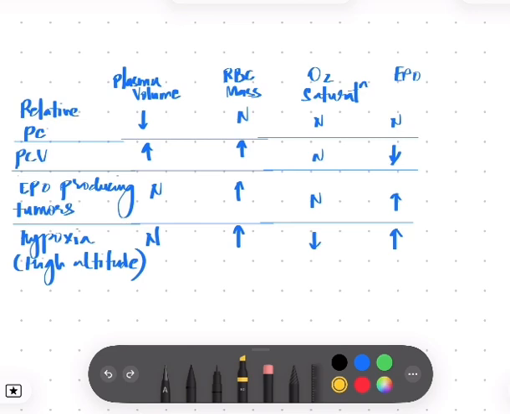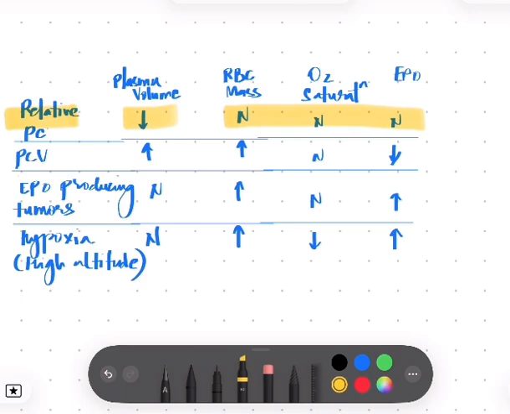First is relative polycythemia, which is because of a decrease in the plasma volume. Circulating plasma volume is reduced, so it is relative polycythemia. RBC mass, O2 saturation, and EPO concentration all remain normal. It's just that the plasma volume is low.